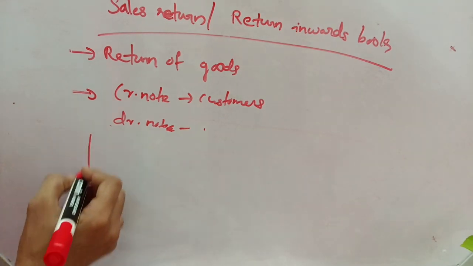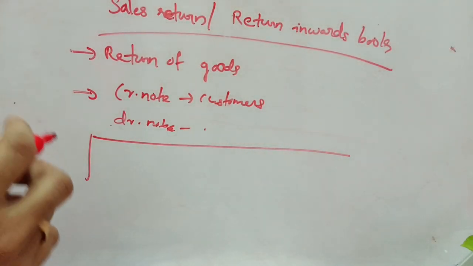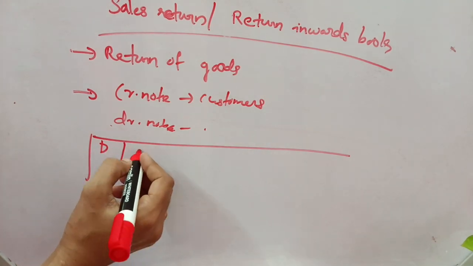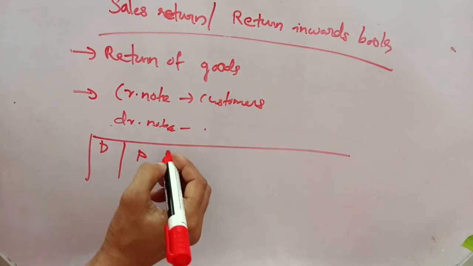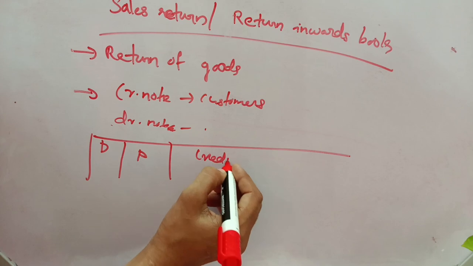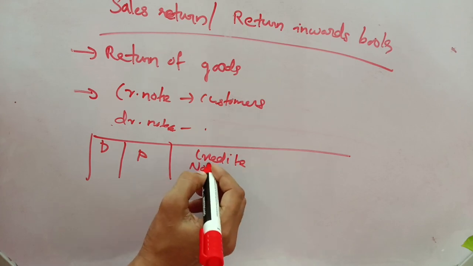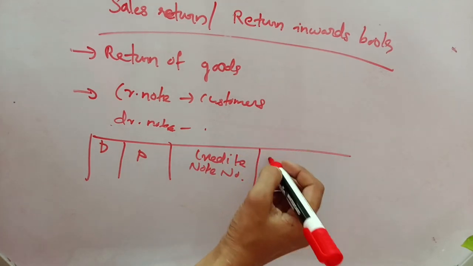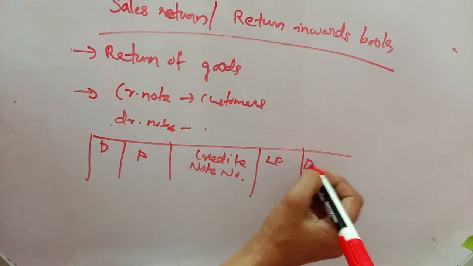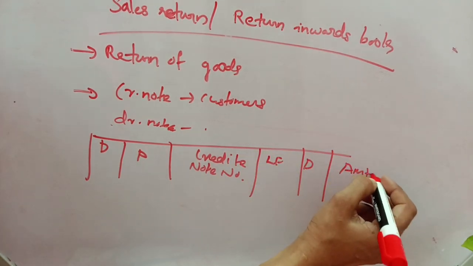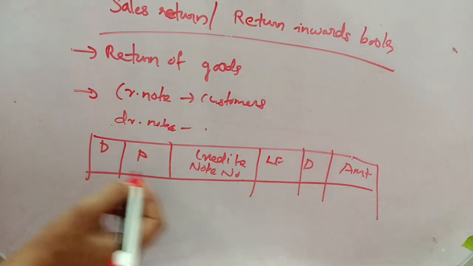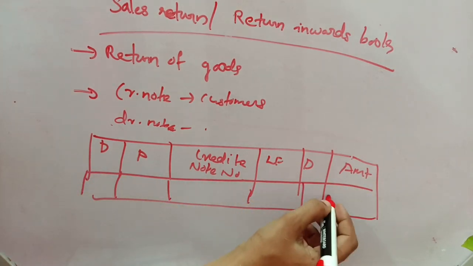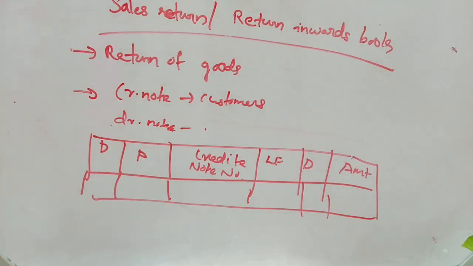The format of the sales return book contains these columns: a date column, then a particulars column, then a credit note number column, then as usual a ledger folio, a details column and an amount column. So this will be the format of the return inward book, or we can say the sales return book.